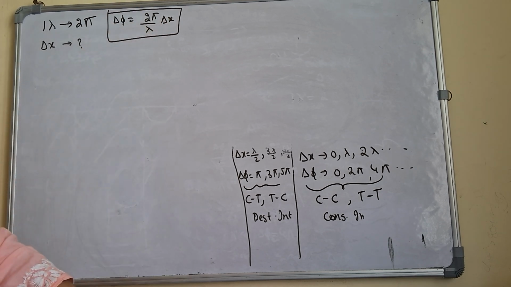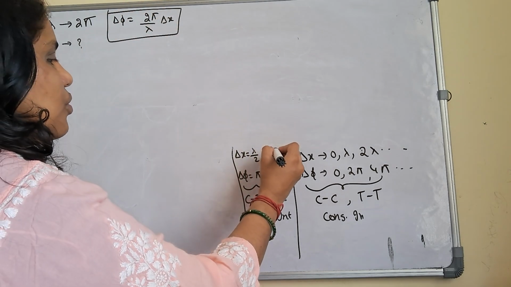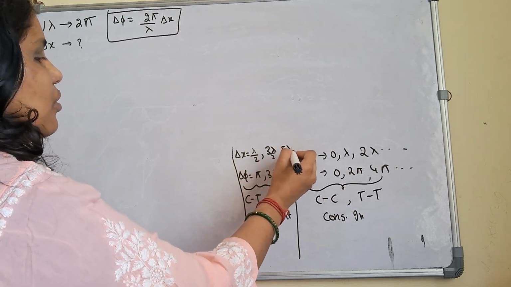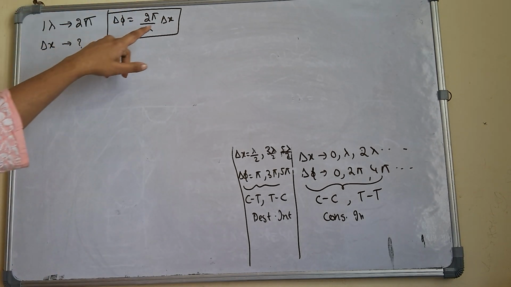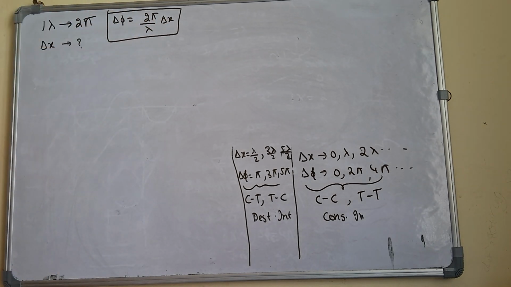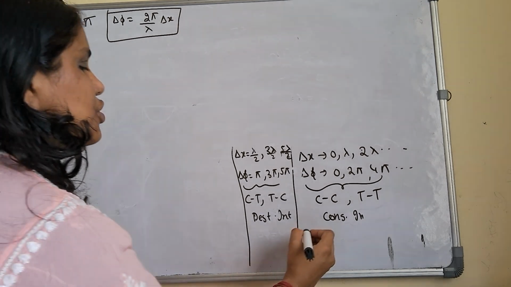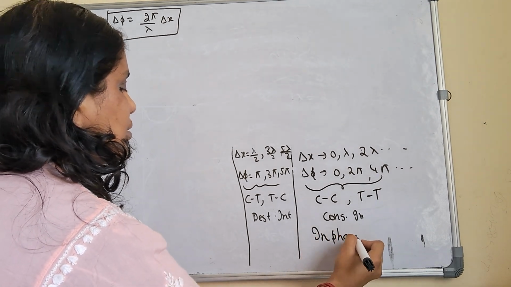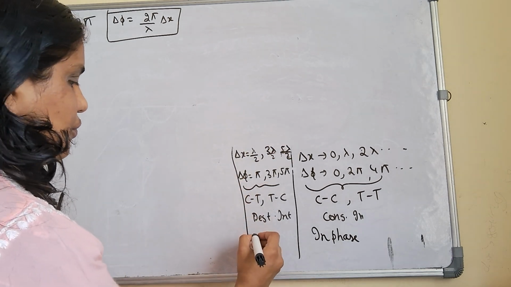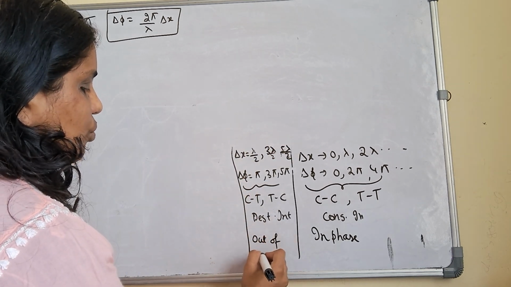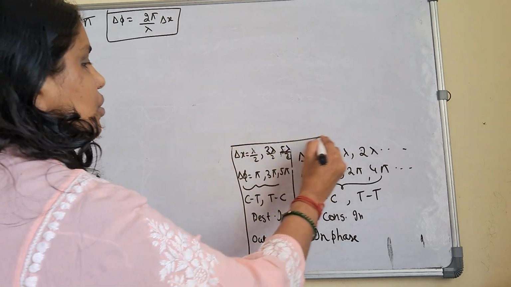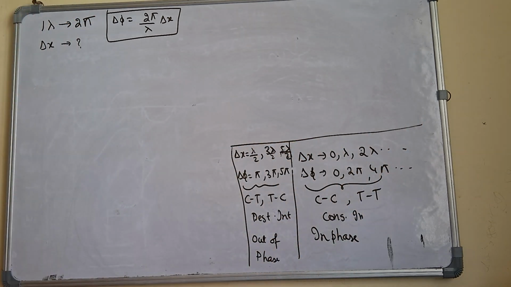If I know the path difference, it need not always be in terms of lambda by 2 and all that, or lambda. It can be in terms of anything. Okay, it can be lambda by 4, it can be like 5 lambda, anything. So if I know delta x, I can find delta phi, that is your phase difference. Alright, so this is what it is. Now see, this situation is also called in phase because the crest is on crest, trough is on trough, and this is what we call out of phase. I have not erased this because we will finally understand this condition. We will generalize it so that you understand it properly.